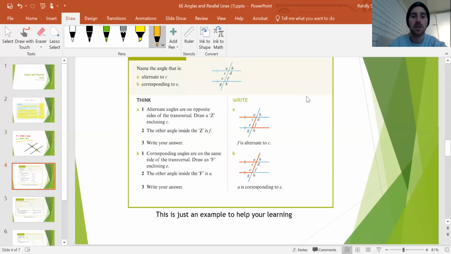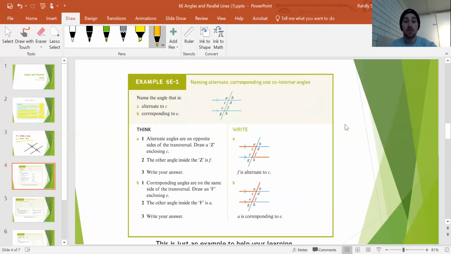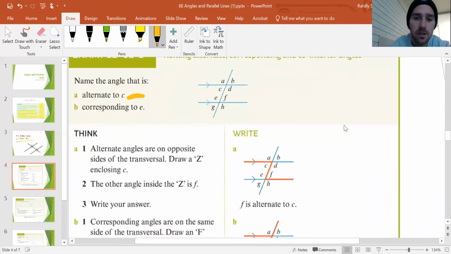Moving on, here is an example. These are the type of questions you might be getting. Name the angle that is alternate to C. If we're looking at C, we need to look at the characteristics of what makes an alternate angle. Alternate angles are on the opposite side of the transversal. So if we've got C here, our angle is going to be on the right side, somewhere over here.